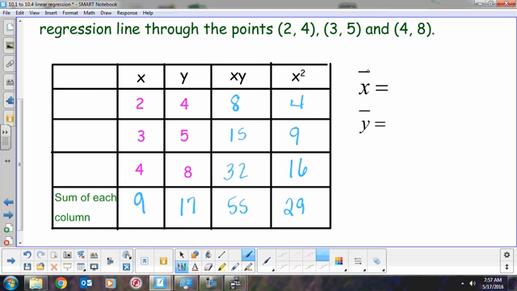So how do I get x bar? Do I have the sum of my x's? Do I know how many x's I have? So we get 3. Do you see how sweet that table is? Y bar, do I have the sum of my y's? And how many y's do I have? 3. So your point that you will use for writing your regression equation is going to be (3, 17/3). And my suggestion is you don't use a decimal, you use the exact value.